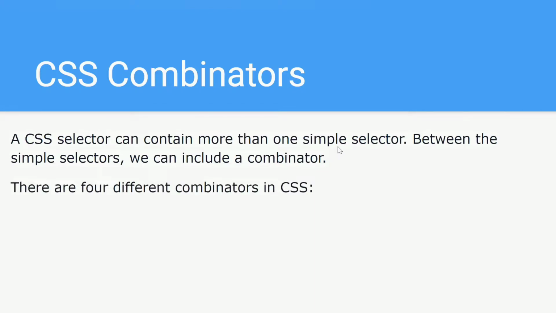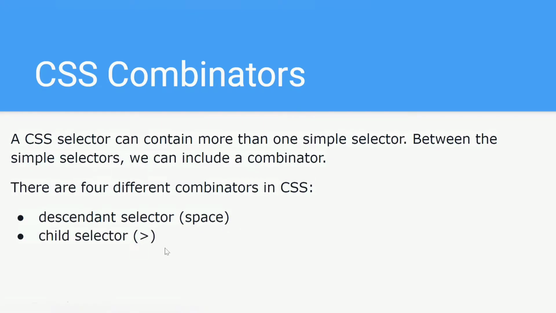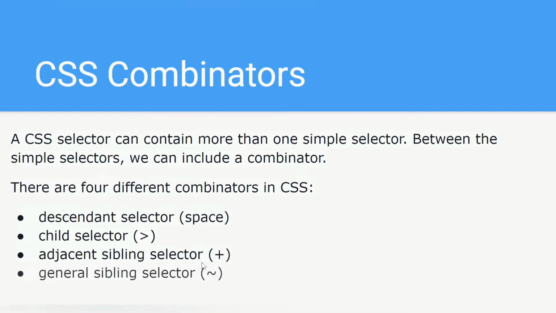There are 4 different combinators in CSS. The first one is Descendant Selector, which is indicated or specified with the help of space. I will show you in the demo. Another one is Child Selector, which is indicated with the greater than symbol. Third one is Adjacent Sibling Selector, which is indicated with the plus symbol. And the last one is General Sibling Selector, which is indicated by this particular symbol. So what is the difference between all these 4 combinators? Let's check that in our demo.